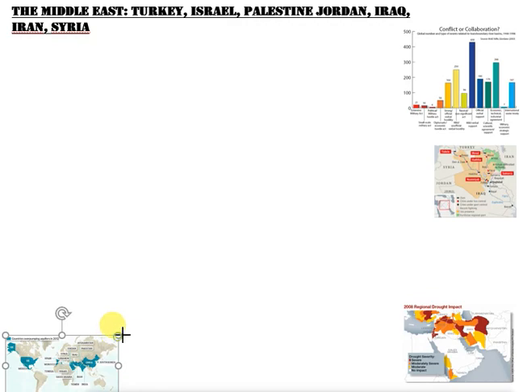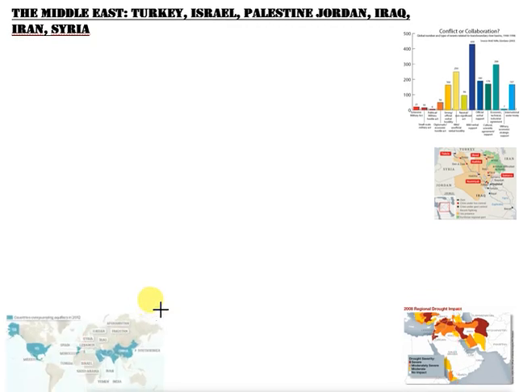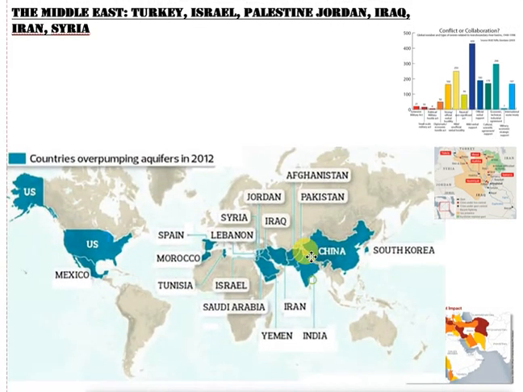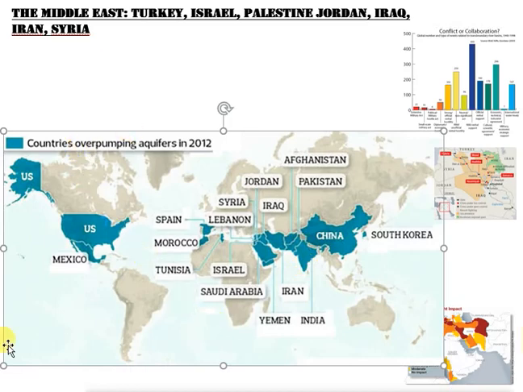Middle East. So just be bullet pointing these points, folks, as we go. I'm just setting the scene here. Countries over-abstracting aquifers in 2012: USA, but also, look at this, Middle East, nearly all of them.